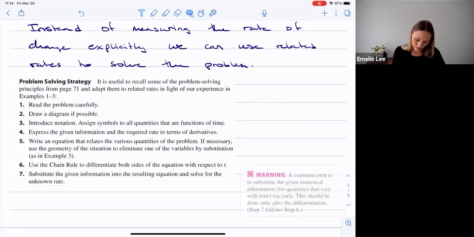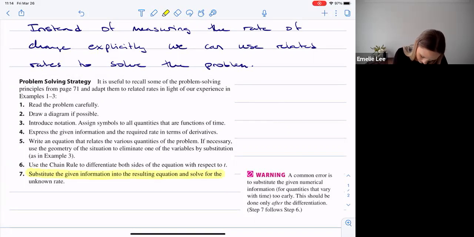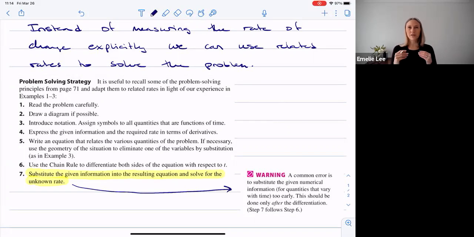Okay, so here, it's not until the very, very last step, and you'll know what I mean once we see an example. It doesn't make sense now, but you will be making substitutions such as the rate that you've been given, and then there will be other quantities that you'll be given as well. You do not make those substitutions until the very, very, very end, okay?